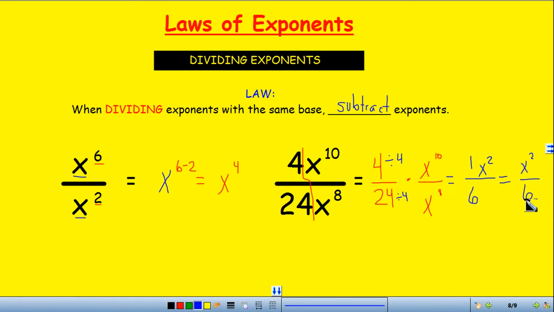And so there you have it. We have just covered the laws of exponents by dividing as well as multiplying exponents.